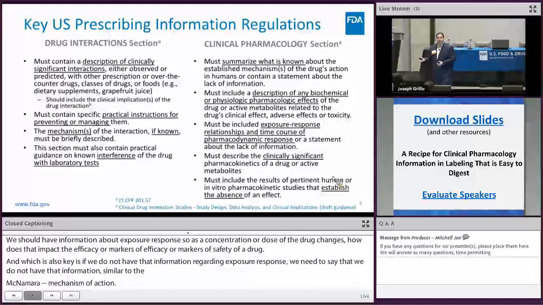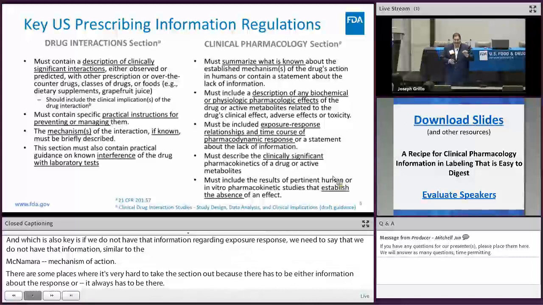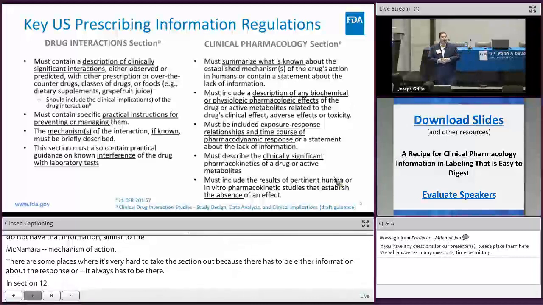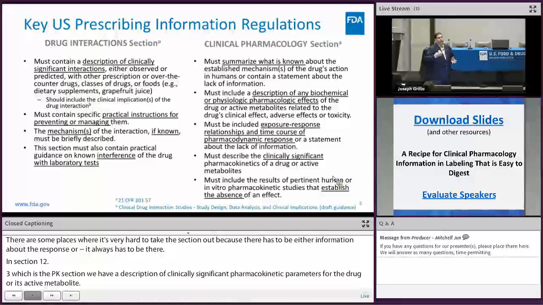Then in section 12.3, which is the PK section, we have a description of, again, clinically significant pharmacokinetic parameters for the drug or its active metabolite. And this would also include additional details about drug interaction studies or studies in specific populations related to pharmacokinetics that ultimately inform other sections, such as section 7 that we just talked about a minute ago.